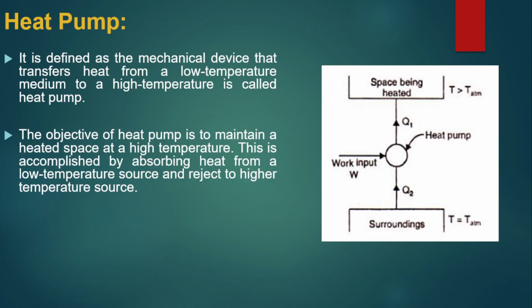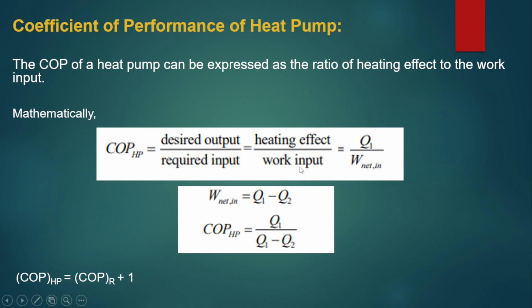The purpose of a heat pump is to maintain the temperature above the surrounding temperature. Here we know that T is greater than T atmospheric. This can be used for cold places where the heat required to maintain the room temperature is more compared to the atmospheric temperature. आप इस डायग्राम से देख सकते हैं। Now the COP, our goal is to be the heating effect, not the cooling effect. It means we require more heat and we require to maintain the temperature above the surrounding. So the COP is Q1 divided by W net, and W net is Q1 minus Q2.